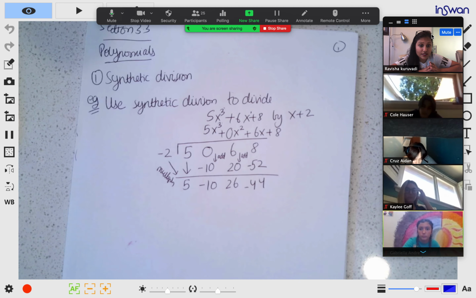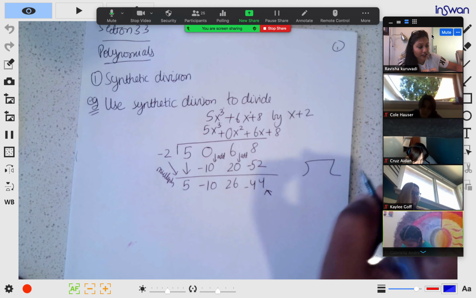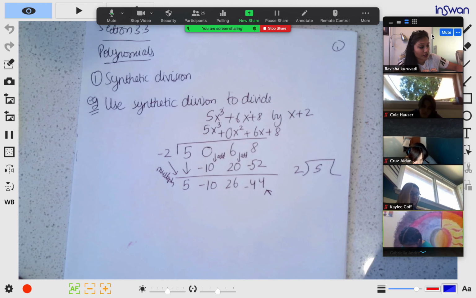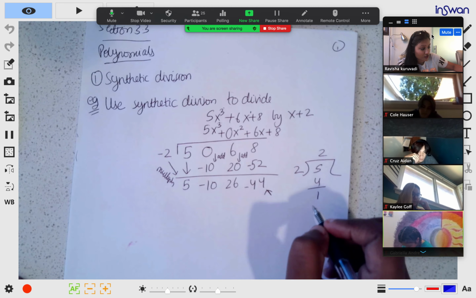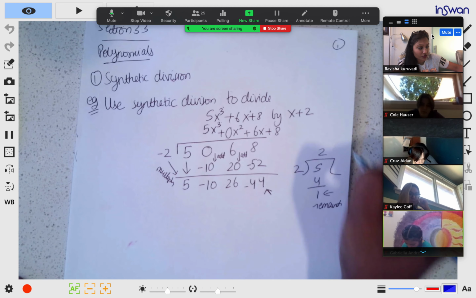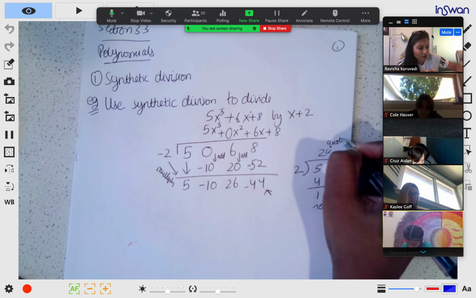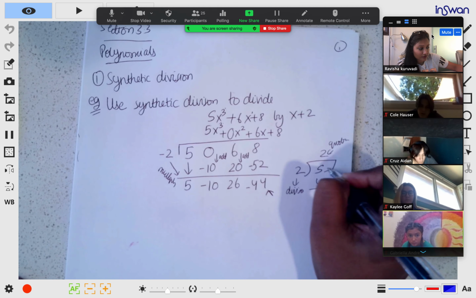Once you got this, you know what you get? This thing. So whenever you divide, remember if I say divide 5 by 2, 2 times 2 is 4, you get 1, right? You get 1. This is known as your remainder. This is known as your quotient. This is known as divisor, and this is known as dividend.